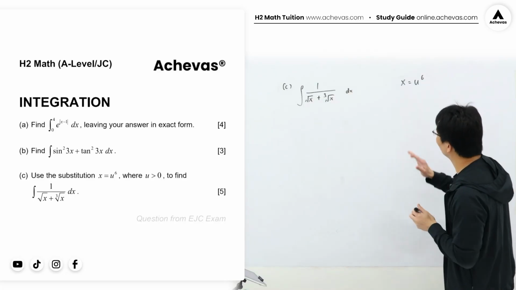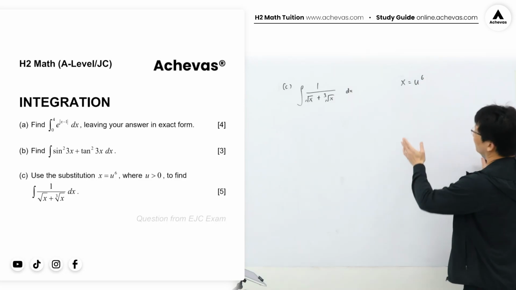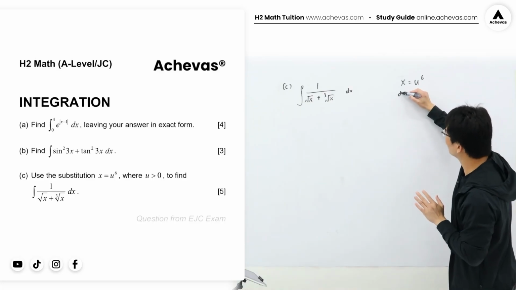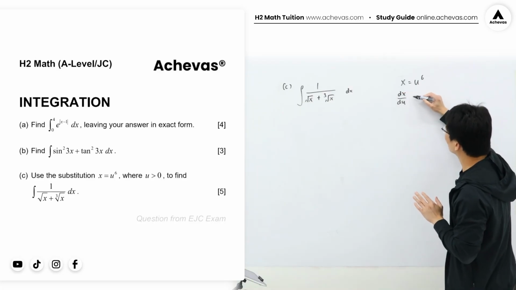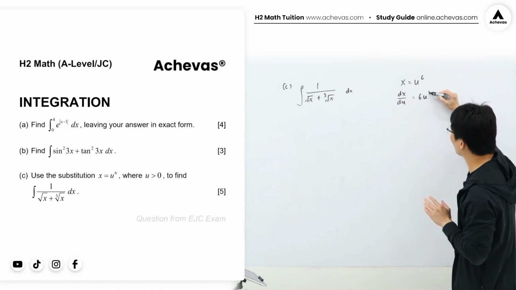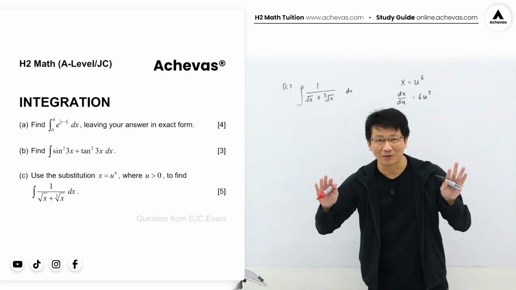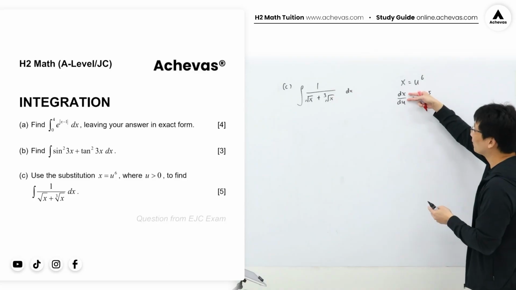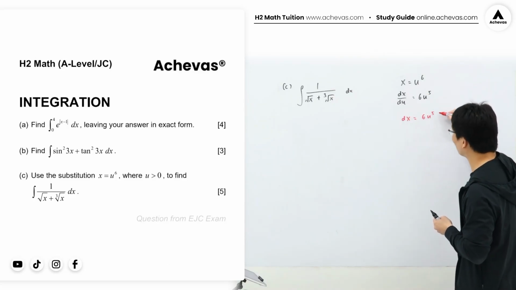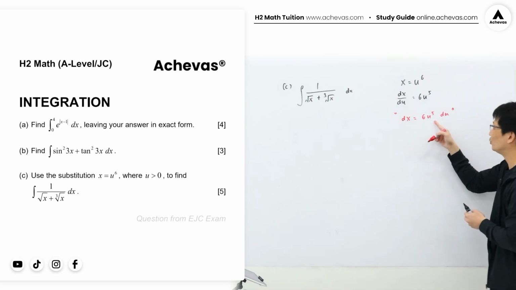What we can do, the very first thing, is find a connection between dx and du. We can either differentiate with respect to u or with respect to x. Both are fine. Let me just differentiate with respect to u since it's easier. So I will end up with dx over du equal to 6u to the power of 5. A quick way of doing the replacement is to use this unofficial way, whereby I treat this like a fraction, and break it up into dx is equal to 6u to the power of 5 du. So when I replace the dx, it will just be 6u to the power of 5 du.